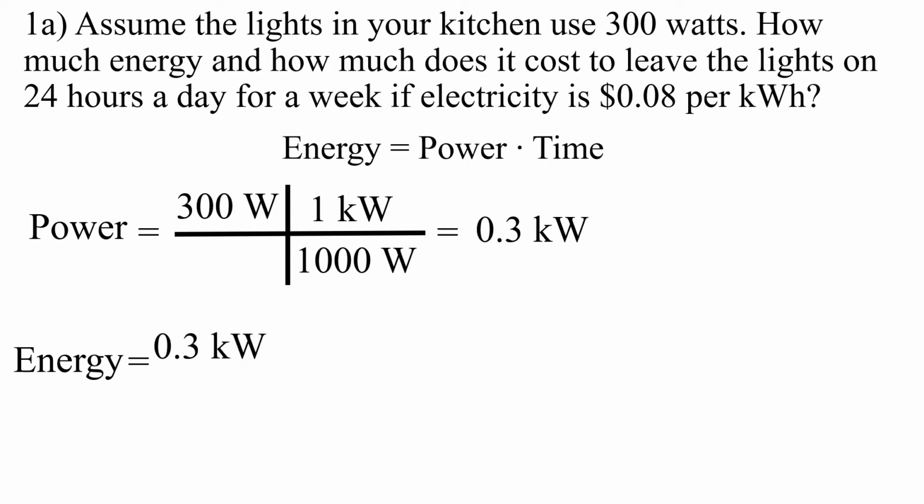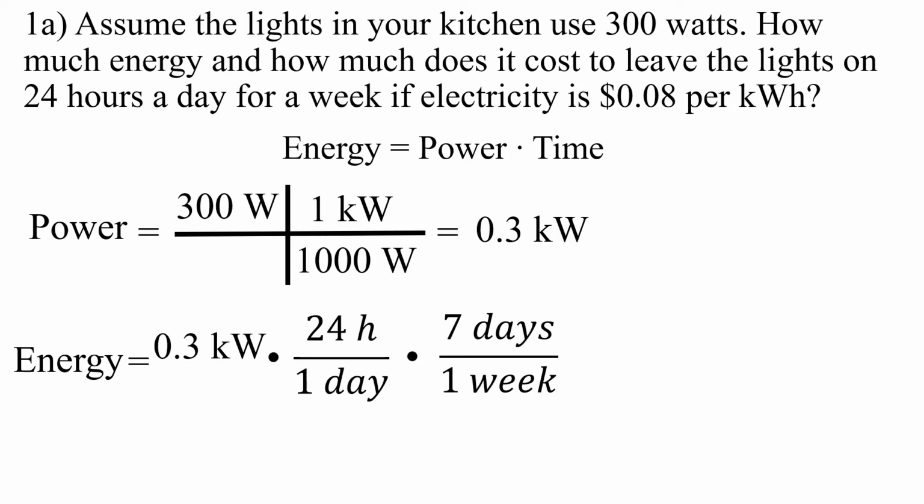So all I'm going to do is multiply it by 24 hours in one day, and we're going to be calculating it for a week. So I need to change days into weeks. There are 7 days in 1 week. Days cancel out, and I multiply. I get 50.4 kilowatt hours per week. So now I have the energy that is used for that week.